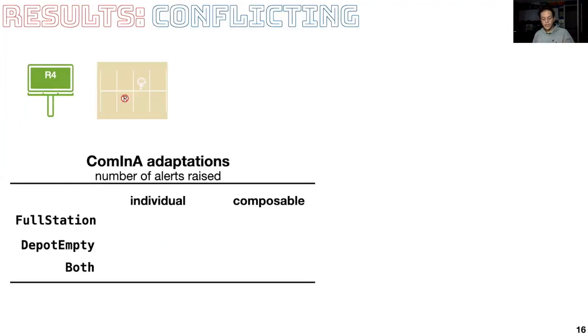If we go into the conflicting case where we have the full station adaptation and the depot empty adaptation, we see a similar behavior as before. So in the case in which ComINA is choosing just the individual adaptation, we see a lower number of alerts being raised than in the composable case, either when we choose to go for the full station or for the depot empty adaptation. And again, as before, when ComINA is deciding which of the adaptations is most appropriate for the particular situation to choose individually, we see that the number of alerts decreases as well.